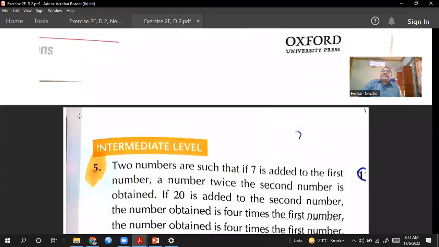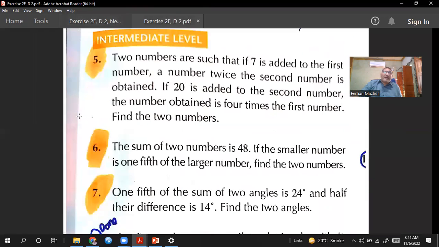Okay, so we are going to the next question. The next question coming up on your screen is question number 5. It says two numbers are such that if 7 is added to the first number, a number twice the second number is obtained. If 20 is added to the second number, the number obtained is 4 times the first number. Find the two numbers. Suppose that the two numbers are x and y. x is the first number, y is the second number.